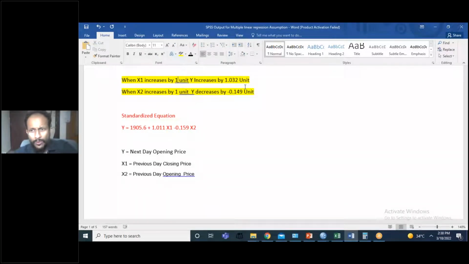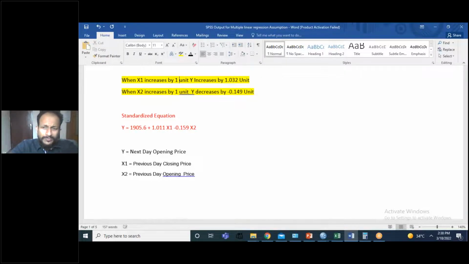Anybody is having any doubt on this multiple linear regression? How do we have to write the equation and how do we have to interpret the equation? Is it okay? Can we go to next? I assume that when you have got it, I'm going to the next topic.